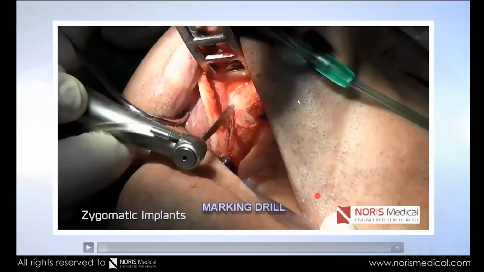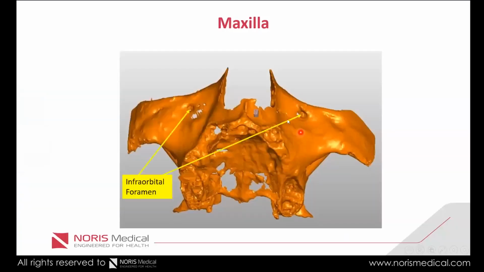Okay, so let's look at the maxilla. On the maxilla, when you raise the flap, you have to make sure that we're very careful not to interfere with the infraorbital foramen. The zygoma itself does not pass that way, but when we raise the flap, we have to make sure that we see it and we don't damage the infraorbital foramen.